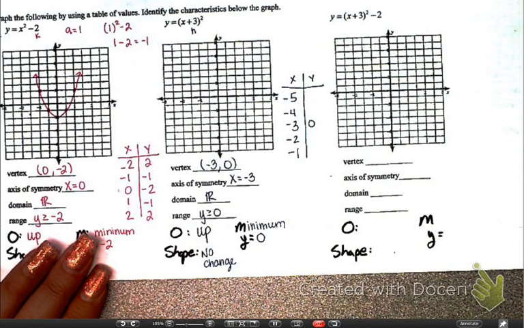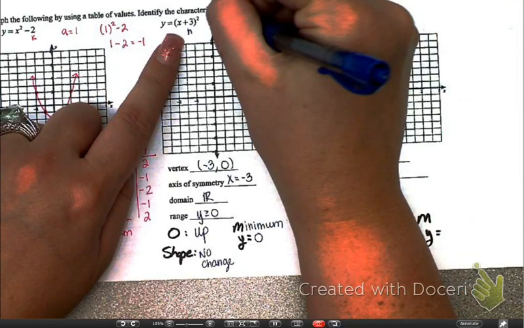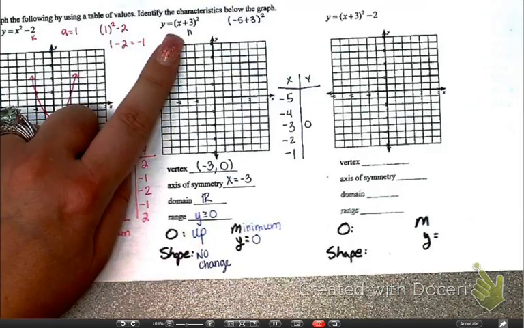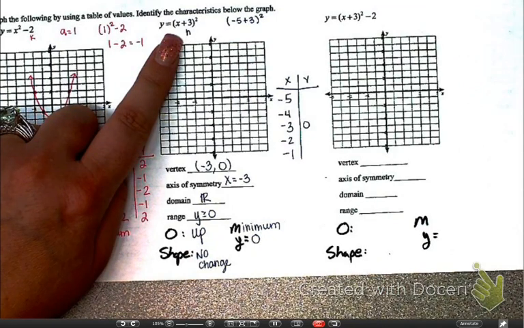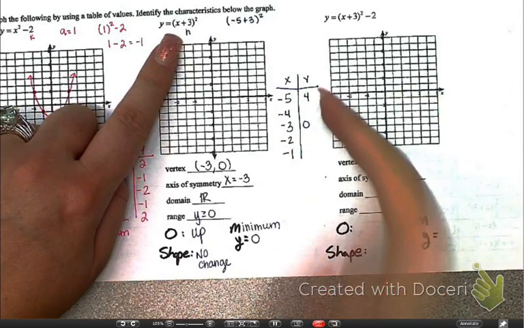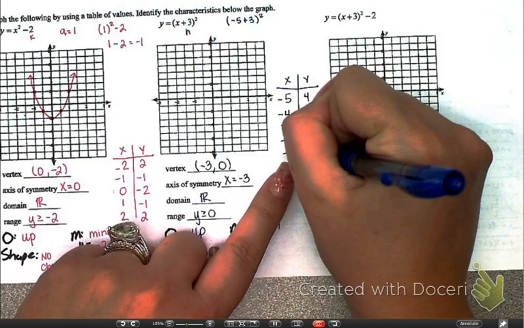Which number would you like to plug in? -5. Okay, so if I plug in -5, -5 plus 3 squared. What's -5 plus 3? -2. And -2 squared? 4. So if I plug in -5 and I get 4, what else could I plug in to get 4? Remember, it's symmetrical.